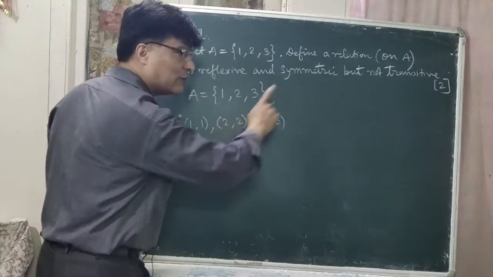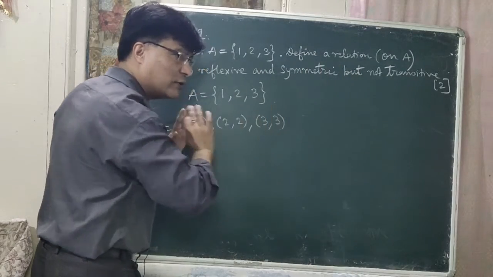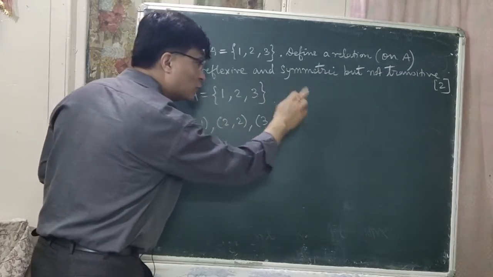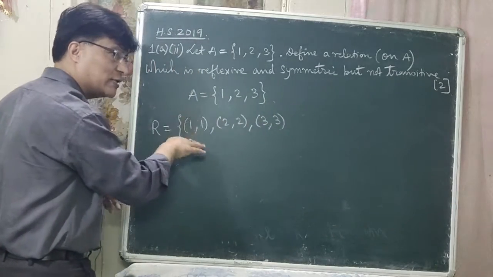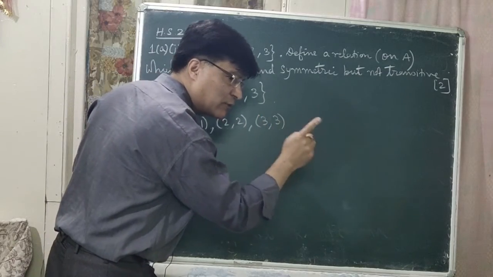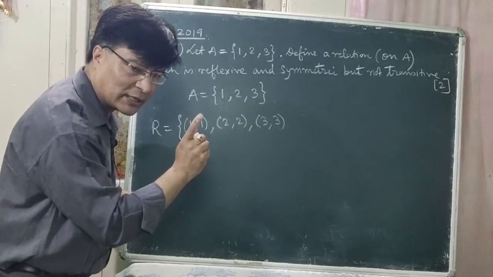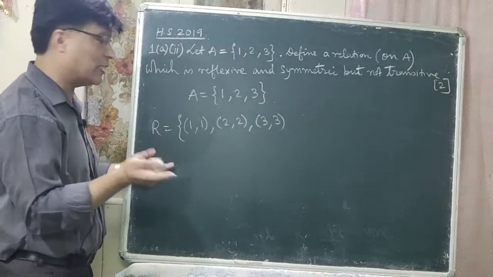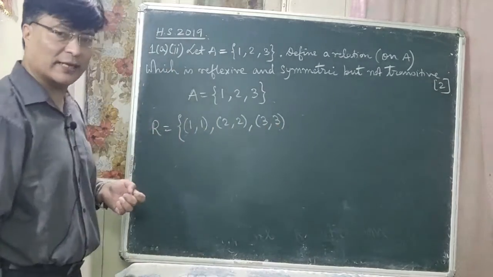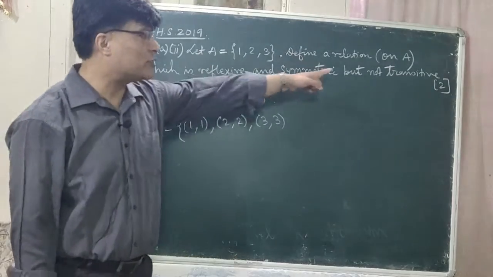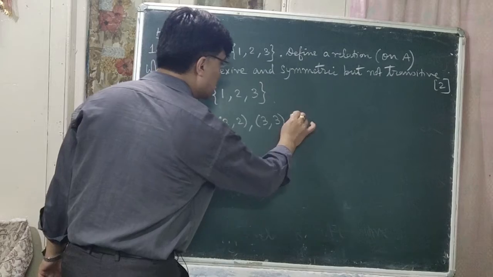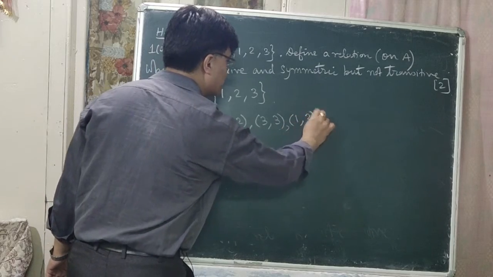But if you write only these 3, it is transitive also. (1,1) is there, but (1, something) is not there, so no need of checking it. It is transitive. Same for (2,2) and (3,3). Okay, but it should not be transitive. That means you have to add some ordered pair here. So let us add (1,2).